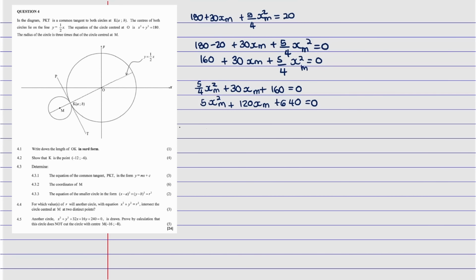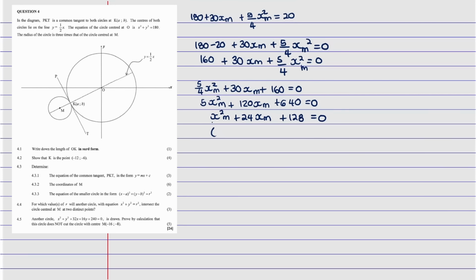So I can divide throughout by 5. So this is the same as xm squared. When you say 120 divided by 5, you're going to get 24. So this is going to be 24 xm. And this is going to be 640 divided by 5, which is going to give me plus 128 equals 0. So now we're going to factorize this.